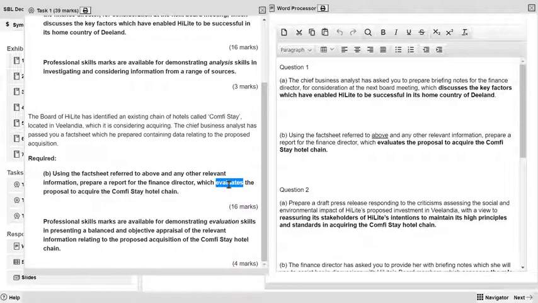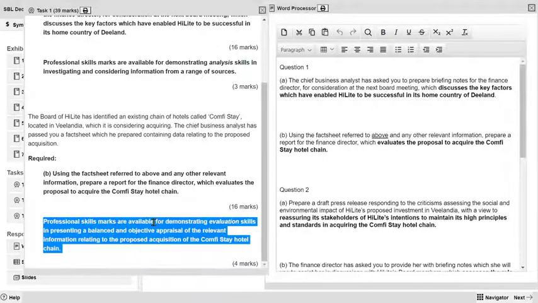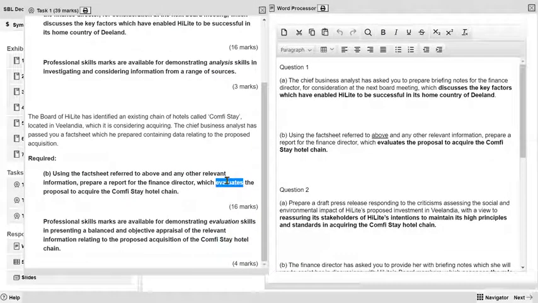So from a professional skills point of view, there's another paragraph. It always will start from this word, professional skills marks are available. So you need to follow this paragraph to see which skill the examiner wants. So this word evaluate in the question is not from a professional skill point of view. Let's read this one.